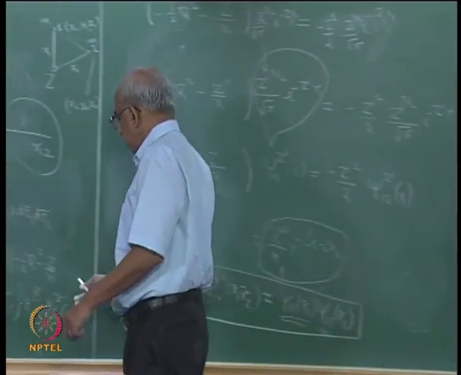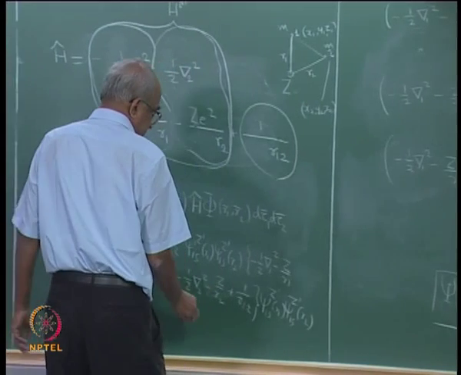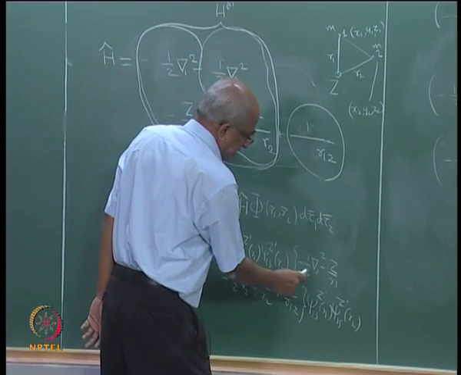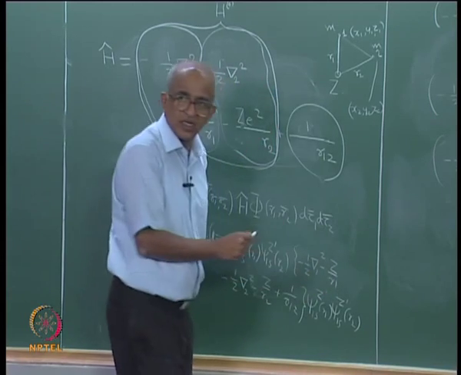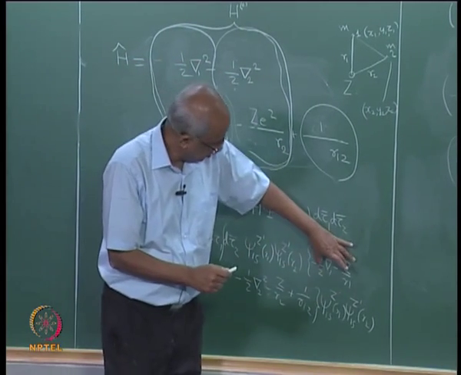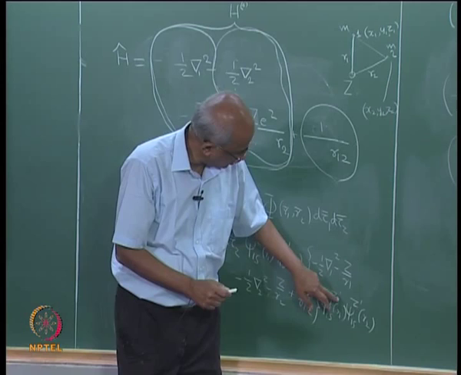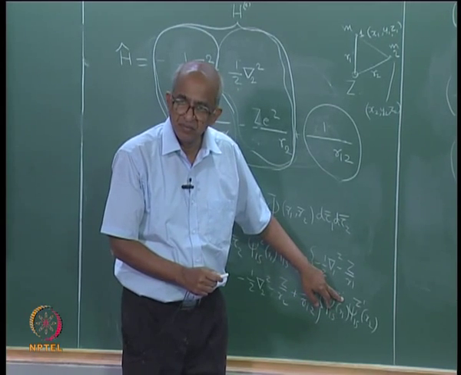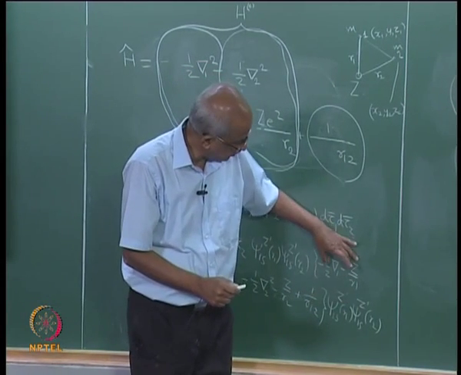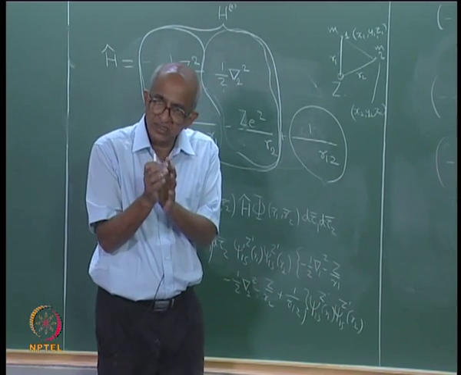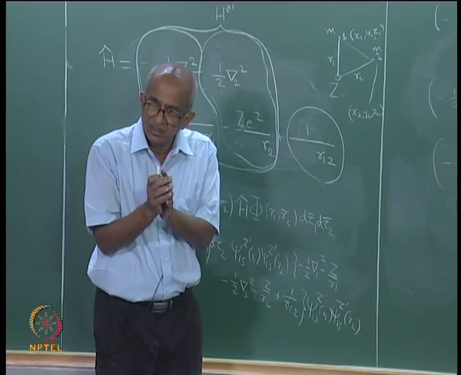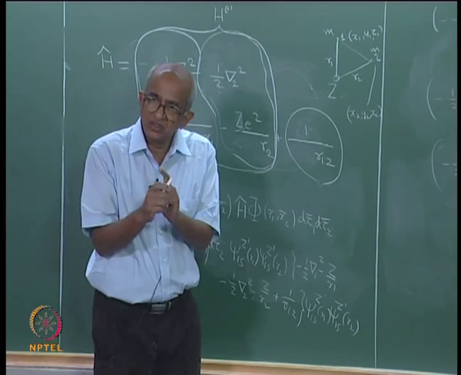See this one, if you look at this, minus half del 1 square minus Z by r1, this is the actual nuclear charge, and this is going to operate upon psi 1s Z prime, correct. And if that operates upon this function, you are not going to get back the same function. So, that is a minor problem, but we can solve that problem.